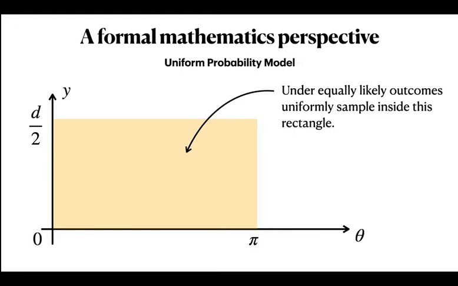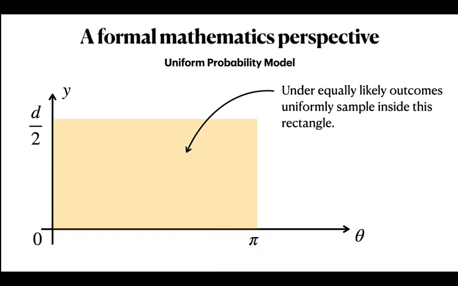The model we are going to use here is a so-called uniform probability model. What it says is that under these equally likely outcomes, it's as if we were sampling a point at random in this rectangle, so that the probability to sample one point is the same as to sample any other point in that rectangle. So there is no region of that rectangle which is favored compared to another one.